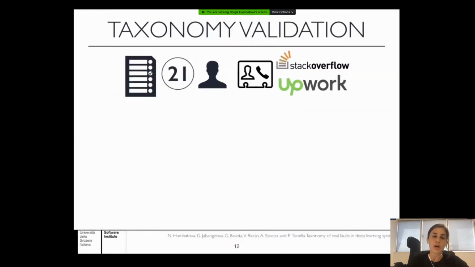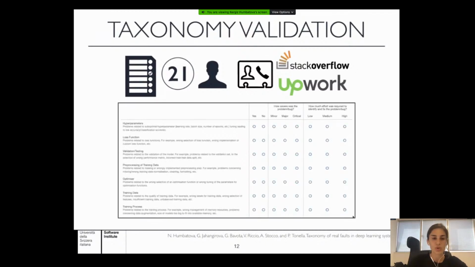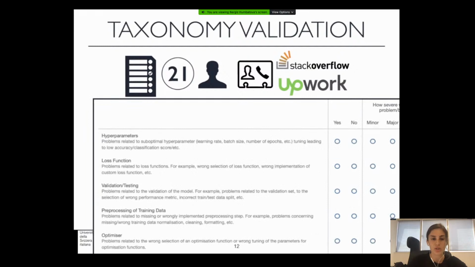To ensure that our final taxonomy is comprehensive and actually representative of real DL faults, we decided to validate it through a survey that involved a new set of 21 practitioners that were recruited through the same sources as for the interviews. In the survey, we have presented our participants with descriptions and examples of the categories or larger subcategories of the taxonomy, and we asked whether the participants experienced such type of faults, how severe they were, and how much effort it took for them to solve these problems. We also asked to report any types of faults that they experienced but that were not covered by the survey.